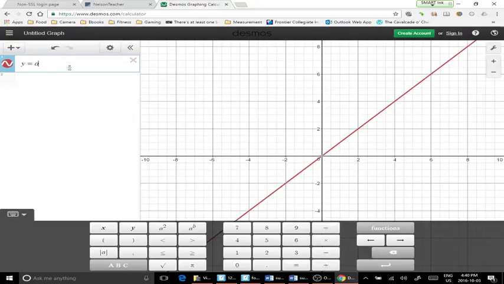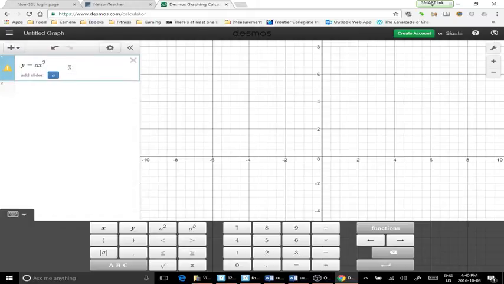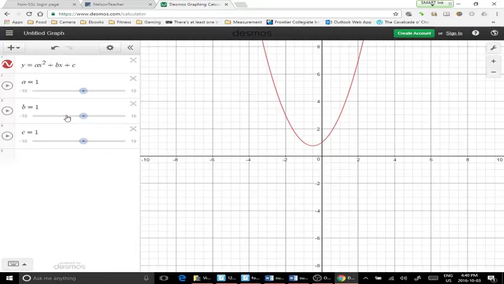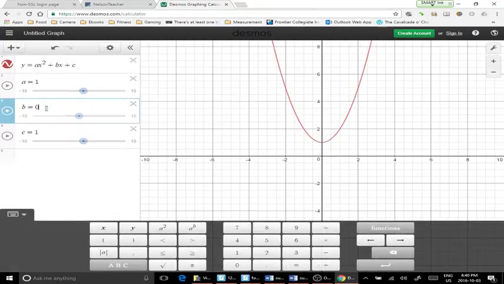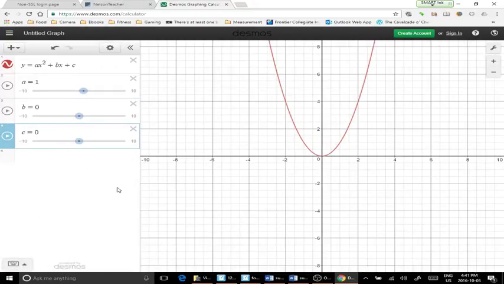I'm going to type in y equals ax squared plus bx plus c. We're going to add all those three sliders. I'm going to let b equal 1. That's fine. Whatever, I'll make that be 0, and I'll let this be 0 too. So we want to look at individually the effect A, B, and C have on the graph.